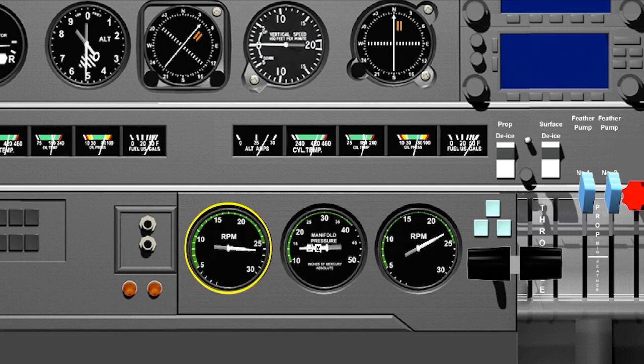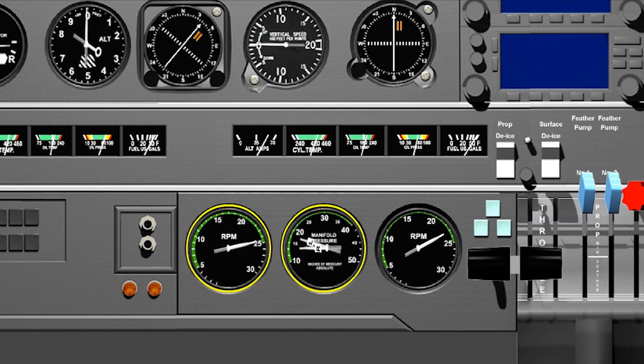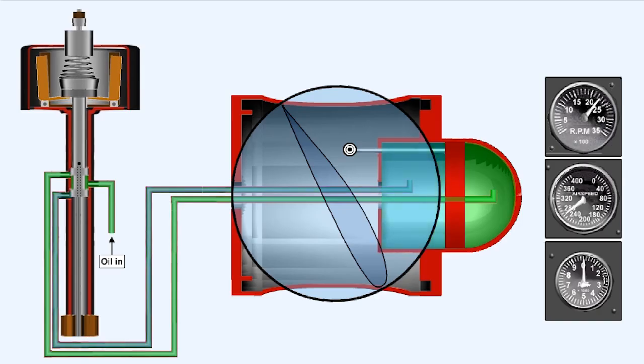However, any change in airspeed, altitude, or engine power setting will result in a tendency to either increase RPM above or decrease RPM below the value selected. As we've seen already, a tendency for RPM to increase, an overspeed condition, will be countered by a supply of oil being fed to the coarse pitch side of the piston in the pitch change mechanism.